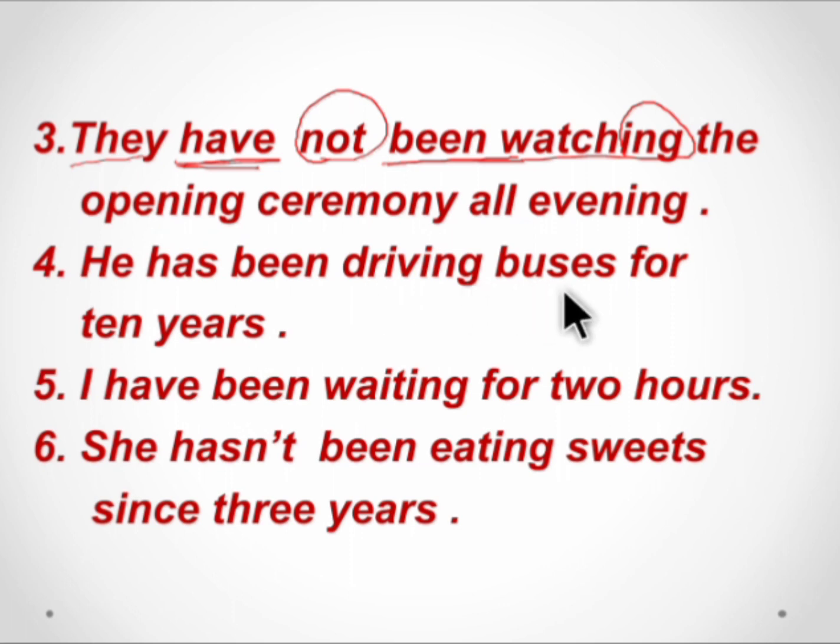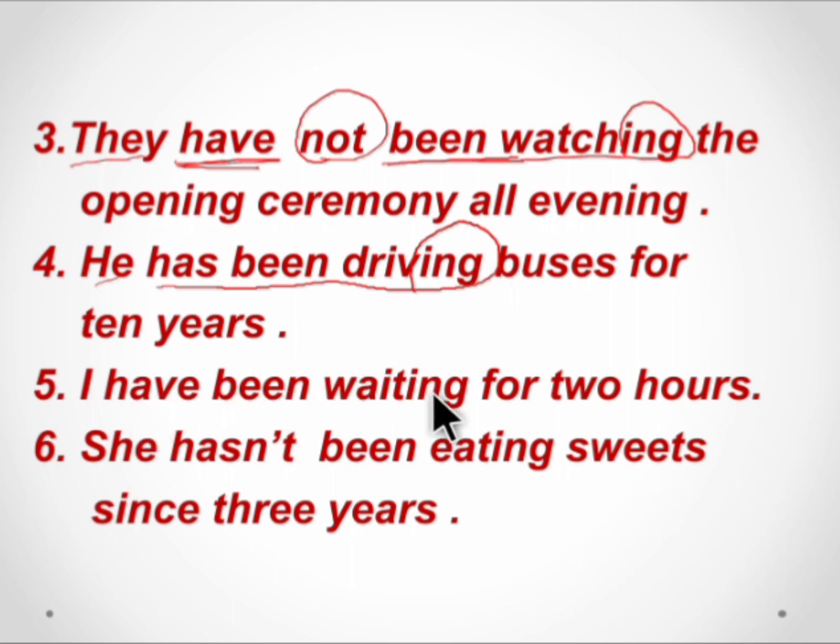He has been driving buses for 10 years. Since he is singular, we use has. Then the be verb been, drive plus verb ing. Buses for 10 years. Before 10 years he started driving the buses. Till now it is 10 years and still he will be driving the buses. He has not stopped driving. So the action is continuing. The action that was started in the past is still continuing in the present. So it is present perfect continuous.